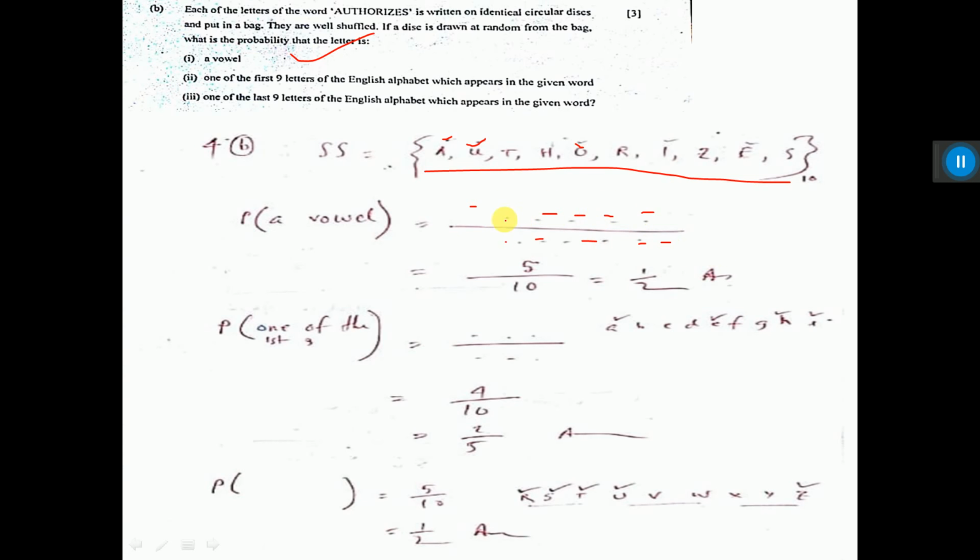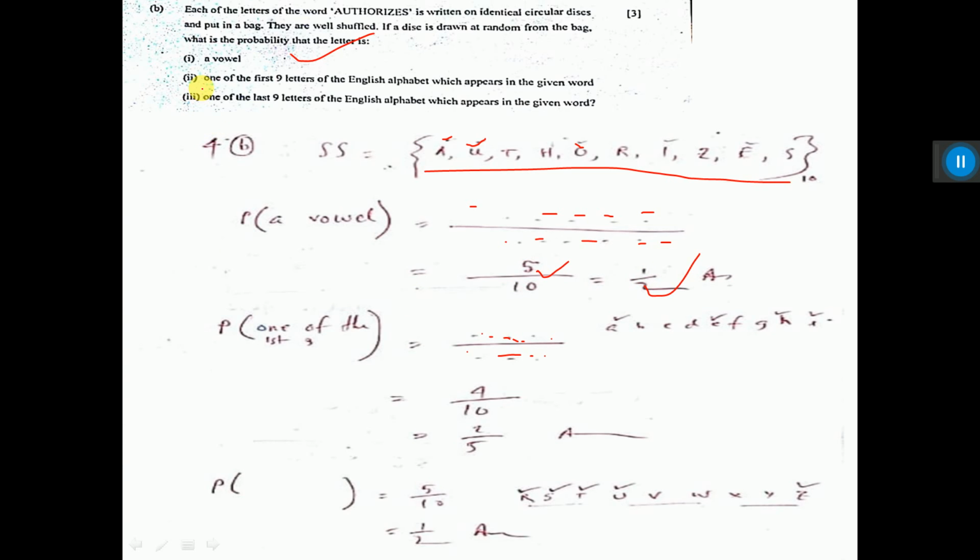You listen, and when you are doing it, you write it there. The formula is favorable number of outcomes by total number of all possible outcomes. That's why I give dots everywhere. You have to write this formula. Then vowels: count the ticks, it will be 5, and total letters 10. So 5 by 10, the answer is half.